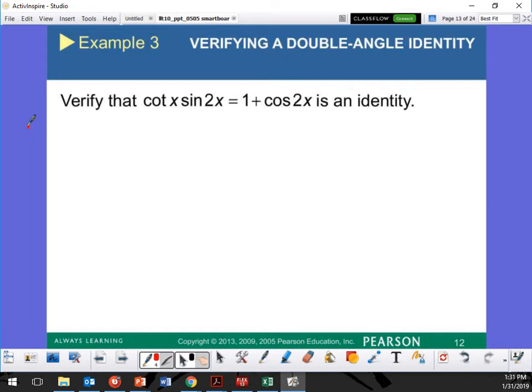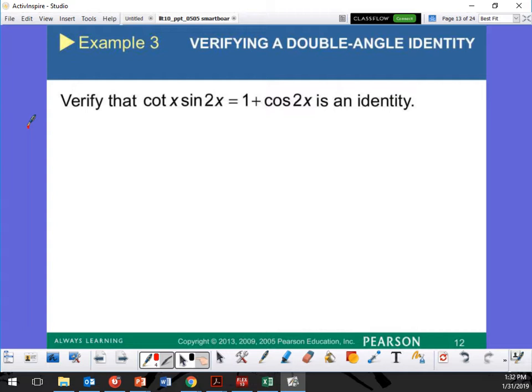All right, so for what we have right here, we're verifying. Like I said, this is an identity. It is an identity, so therefore this is true. This is valid. This is correct. But we need to make one side look like the other.